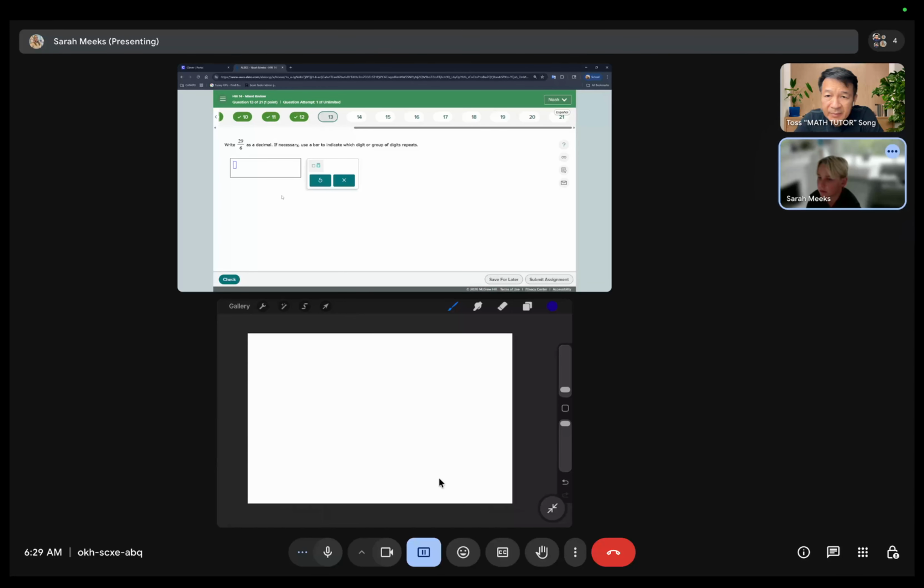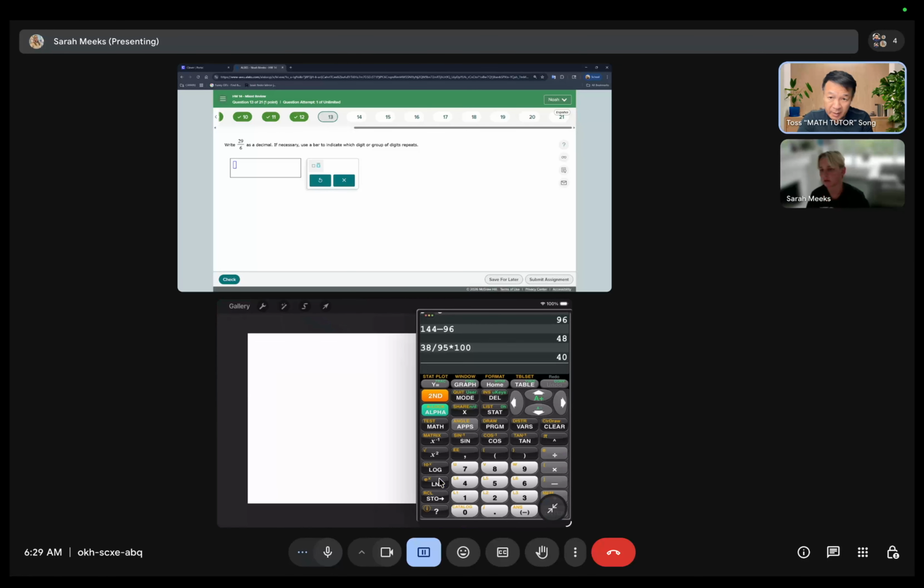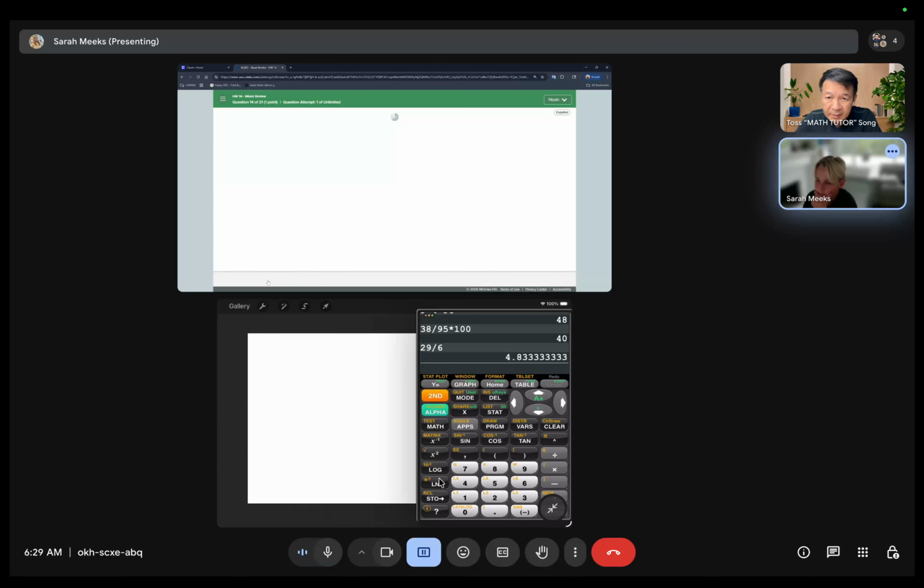Okay. Write that as a decimal. Well, you know you can do long division, so let's just use the calculator to speed things up a little bit. So 29 divided by 6. Okay. But if necessary, use the bar. So put the bar over the very first three. So 4.8, yeah, 3 bar. Nice.